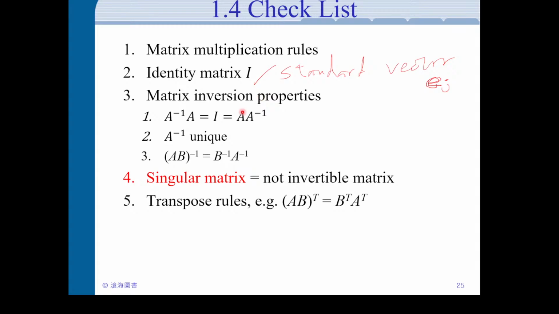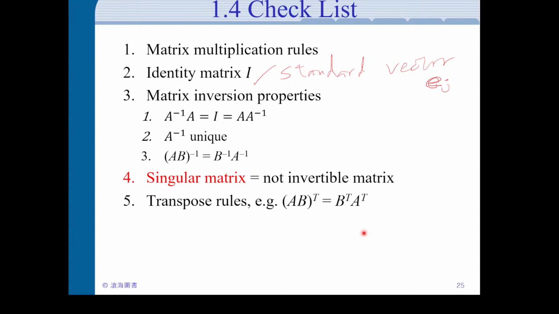And then there are matrix inversion properties: you have A minus 1 times A equal to identity equal to A times A minus 1, and A minus 1 is unique for A, and also (AB) minus 1 equals B minus 1 times A minus 1. We also have the named singular matrix, which means a matrix that is not invertible; you cannot find the inverse. Then we have transpose rules, and for example, (AB) transpose equals B transpose times A transpose.